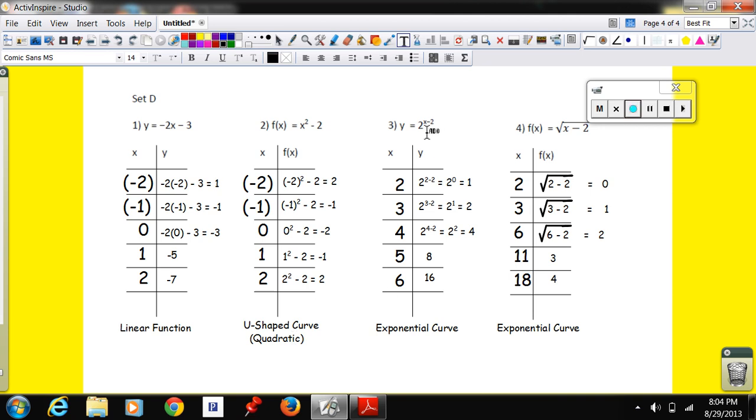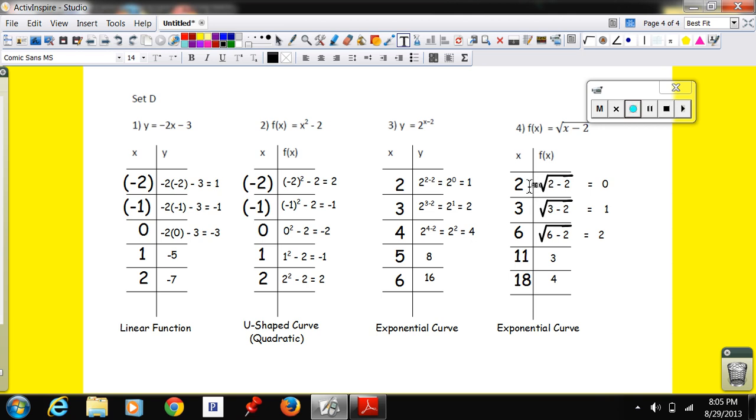Exponential curves. Again, I would plug in these numbers because that'll give me positive exponents. I don't want negative exponents. So I put in 2, 3, 4, 5, and 6. I'm going to get a 1, a 2, a 4, and you can see it doubles every time. So 8, 16. That's an exponential curve.